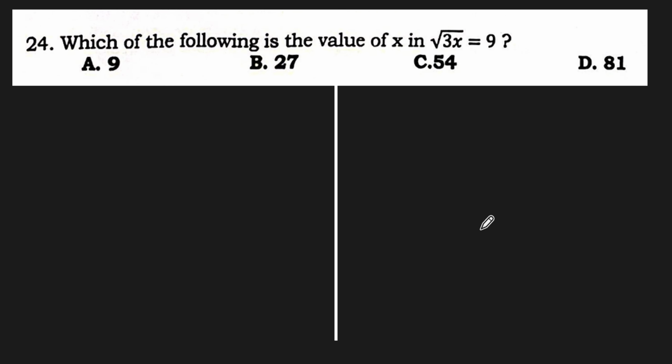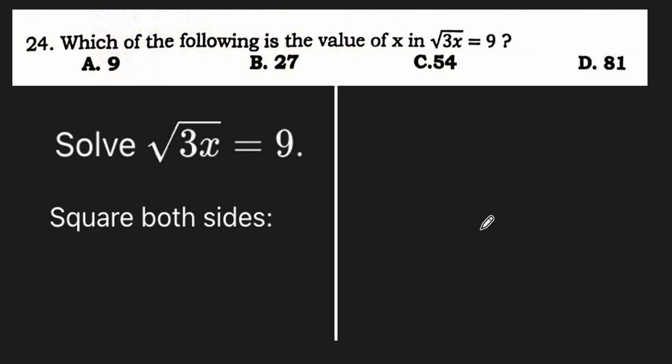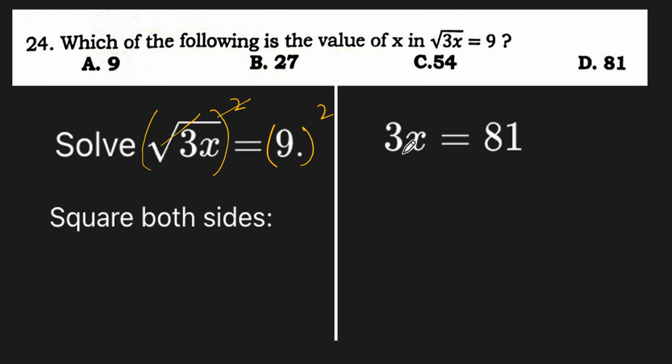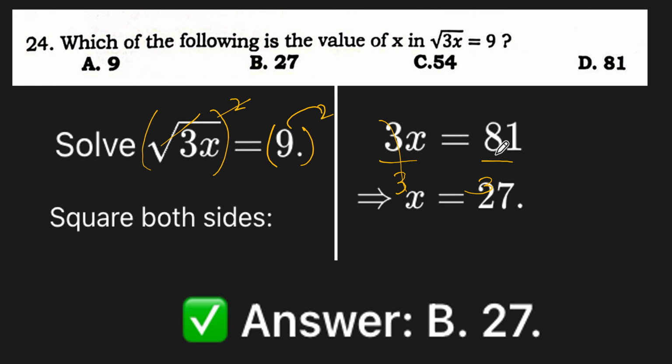24. Which of the following is the value of x in square root of 3x equals 9? So the next thing that we need to do is to square both sides. So when we square both sides, we have this one, and then we can cancel the square. The remaining would be 3x equals square of 9, that is 81. And then divide both sides by 3. Okay? And then when we divide both sides by 3, the 81 divided by 3, that is 27. So the answer would be letter B.